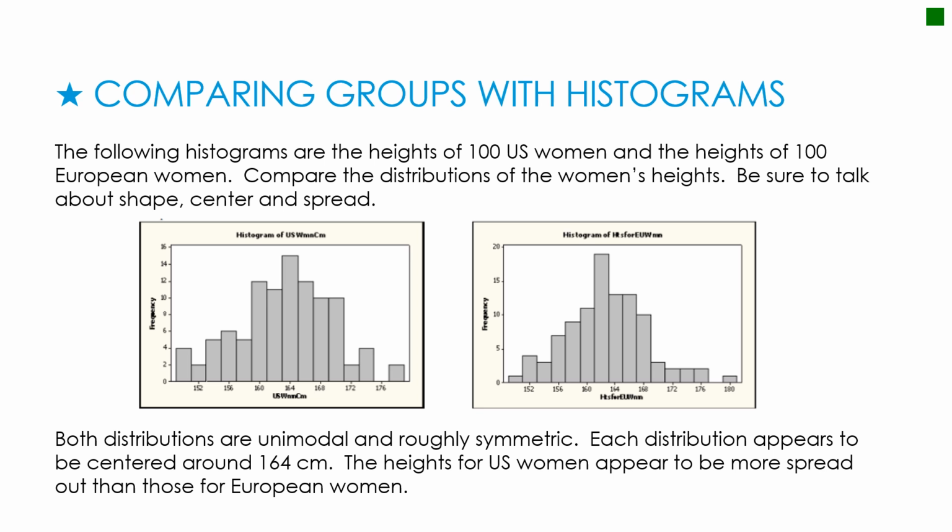Each distribution appears to be centered around 164, so now we're looking at the center. For this one, the center looks to be about right here, which is 164, or somewhere around 162. Here I might say the center is 164. I would talk a little bit about the variation, because the US heights appear to be more spread out than the European women. By that I mean I've got some higher bars on each side here, whereas the European women seem to have a much more clear pattern.